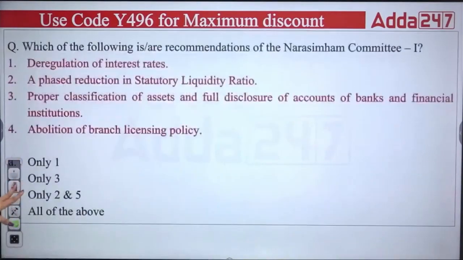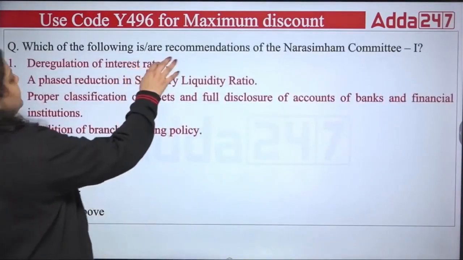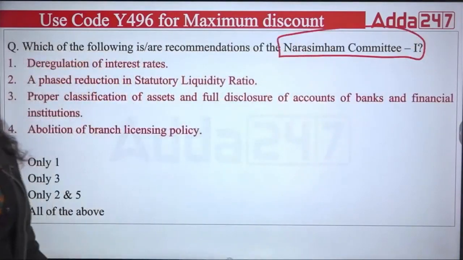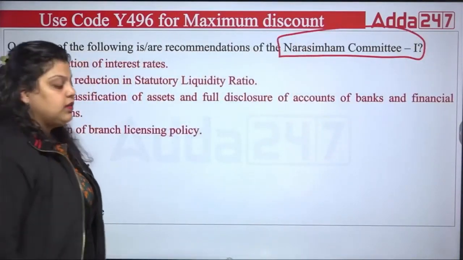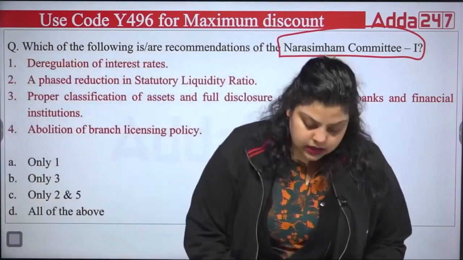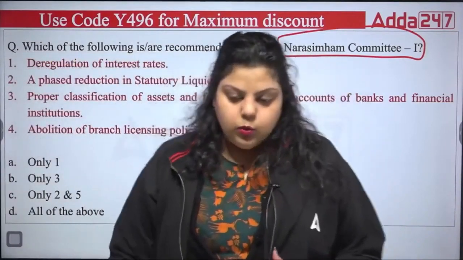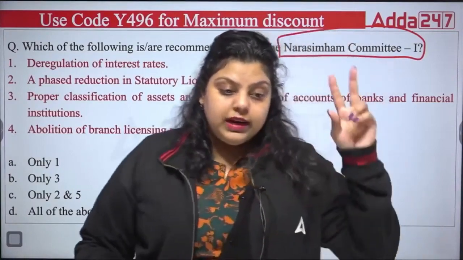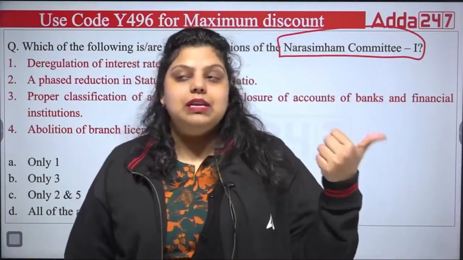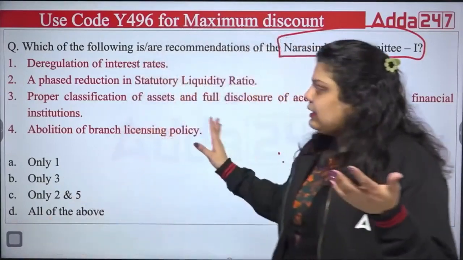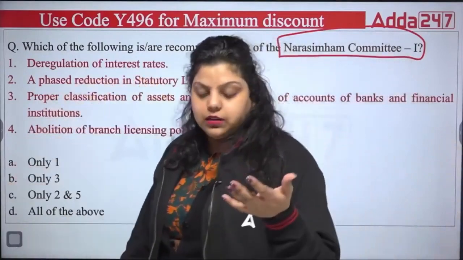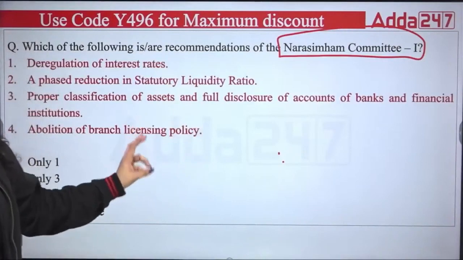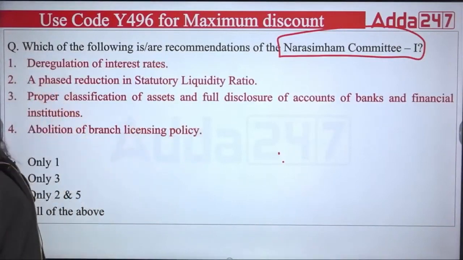Okay, next question. Which of the following is a recommendation of Narsimhan Committee 1? So this is very important. In unit number 20, Indian financial system and overview, one question can definitely be seen from the Narsimhan Committee. There are two recommendations given by this committee, first in 1992 and the second one in 1998. So both are very important. Definitely one question will be seen from the Narsimhan Committee, so do read that very carefully.